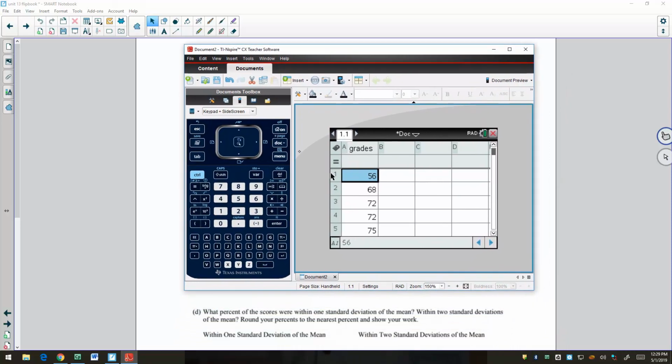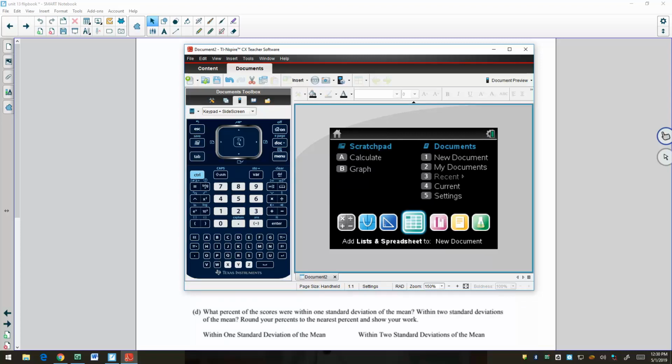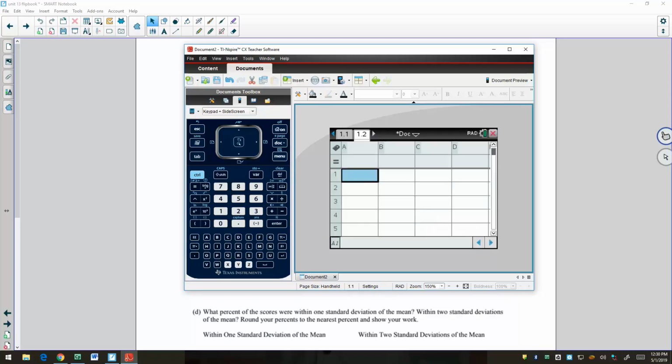So here's where you're going to go. You are going to go on your screen when you're at the home screen. You're going to go down here to this green, it's right in the middle. It's where you enter in lists and data. Oh, no, it's right here.